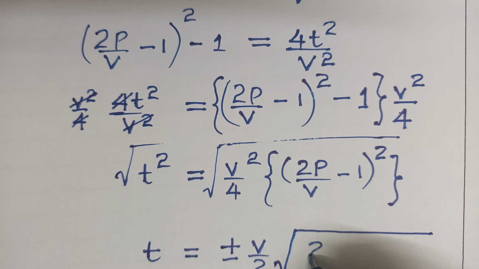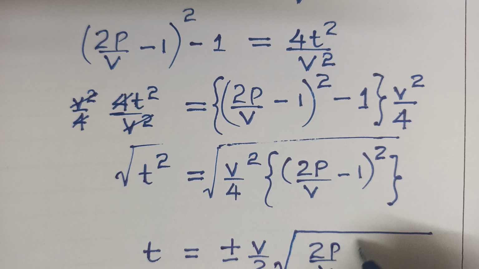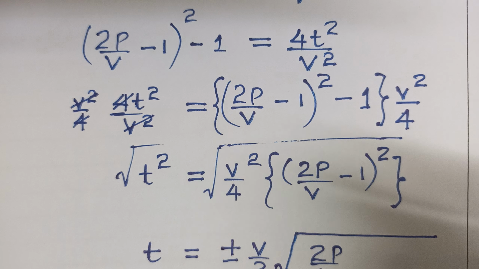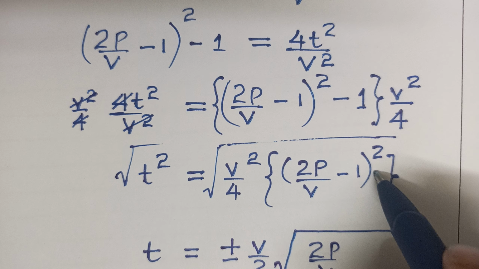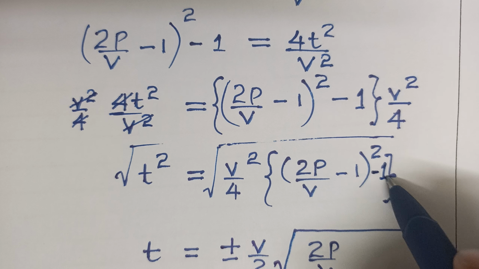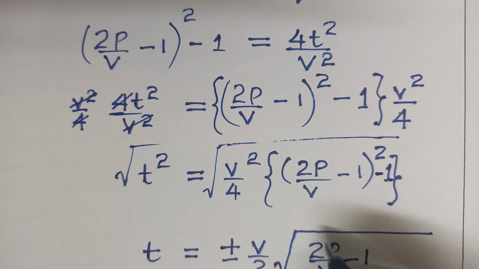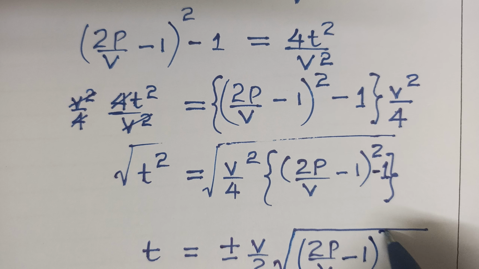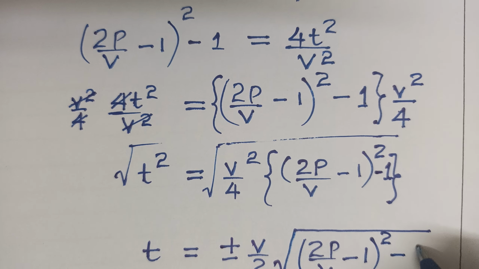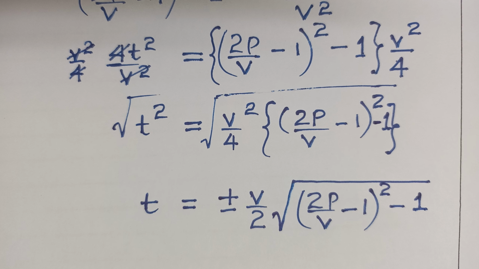So this is 2p all over v. We've forgotten here to write 1. I can write the 1 there. And so therefore it will be 2p over v minus 1, squared, now minus 1.